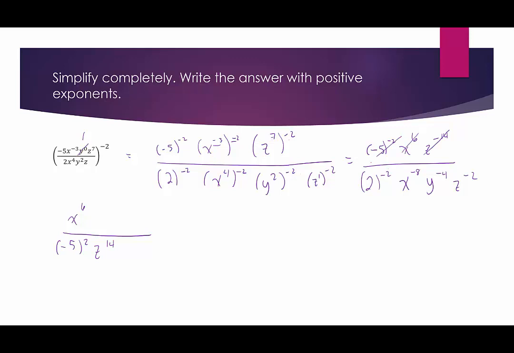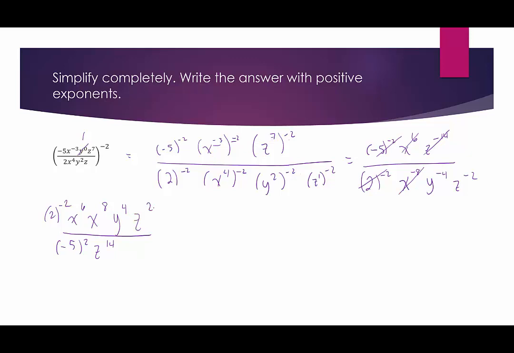In the denominator, 2 to the negative 2. I'm going to put the 2 actually out in front. This would be 2 to the negative 2. X to the negative 8 downstairs wants to move upstairs. Well, it will be x to the 8th. Y to the negative 4th will be y to the positive 4 in the numerator. Z to the negative 2 will become z to the positive 2 in the numerator.